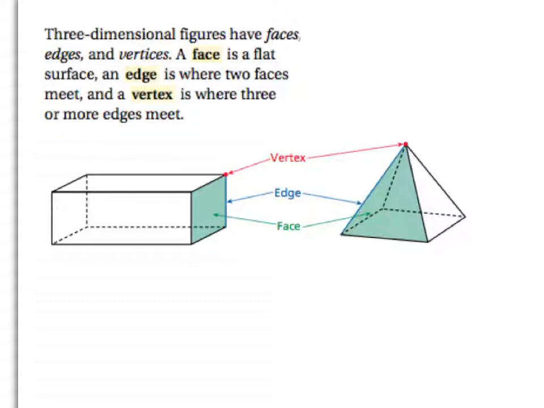So please go ahead and write that down in your notes. A face is a flat surface, an edge is where two faces meet, and a vertex is where three or more edges meet. Okay?